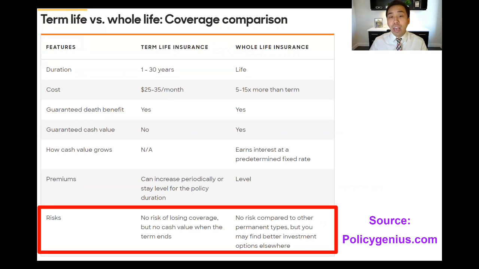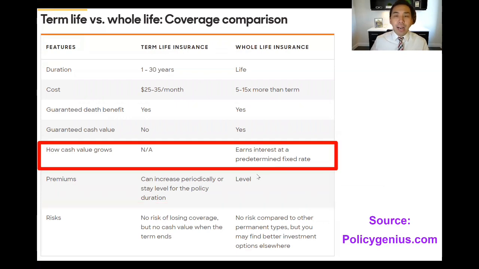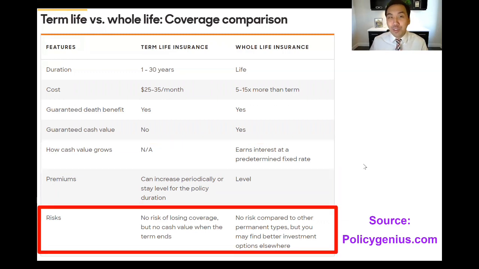Versus over here, you may be able to find a better investment, because I don't know the rates that are predetermined if you go back up here. And you may be able to beat that in the stock market. So once again, take a look at that. Please make a decision on what's best for you.